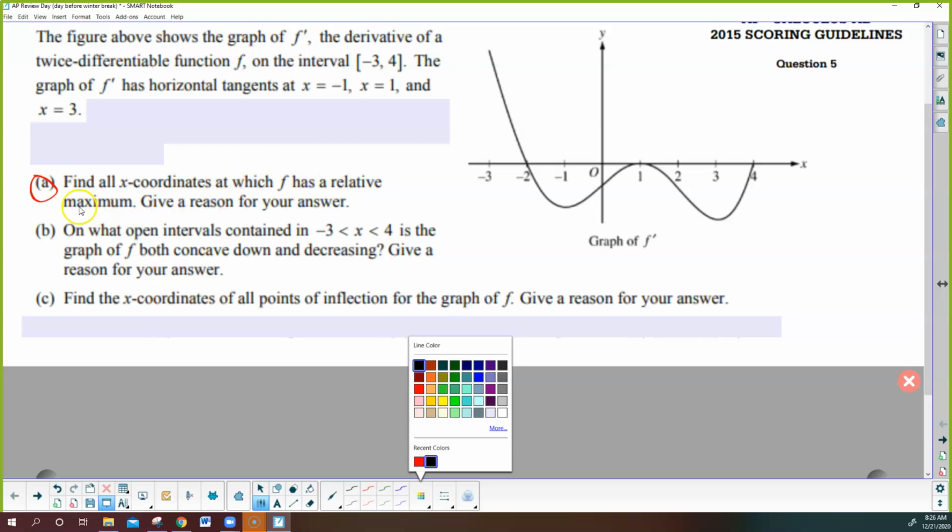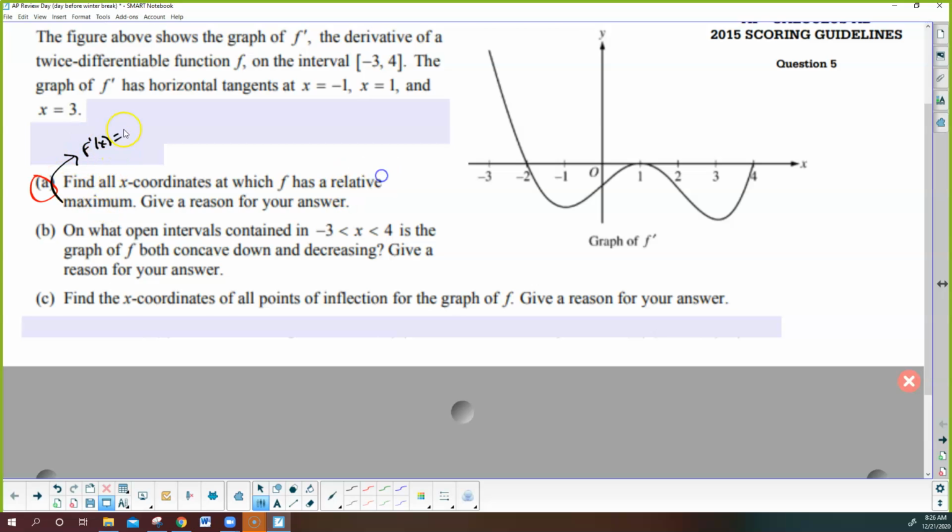If f has a relative maximum, what do I need to know about the derivative? Well, there has to be a derivative of 0, which, by the way, the horizontal tangents, or I'm sorry, nope, that's not for this one. So f prime of x has to be 0, and if we have a maximum, f prime of x has to change signs from positive to negative.